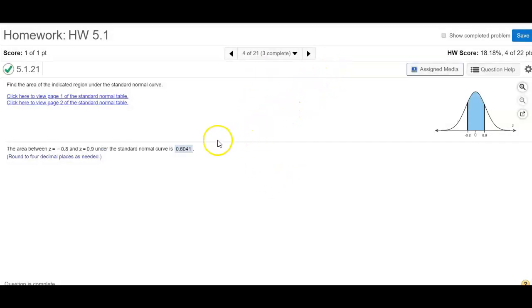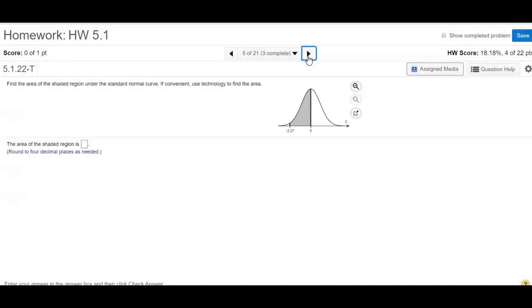All right, so there you go. So the previous one was left side. This is in between. Now let me go ahead and look. This is again in between. Y'all can do this.